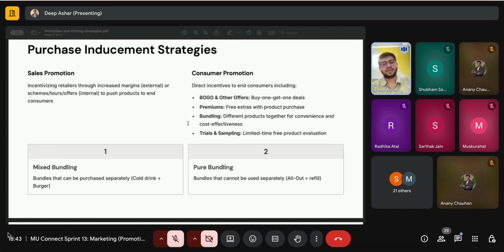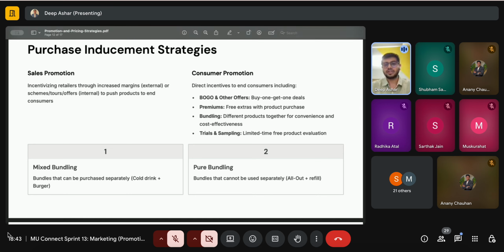So brand awareness is done. I had shown two objectives, brand awareness and purchase inducement. So now we are going to the second aspect, which is directly ensuring that with your promotion techniques, people are purchasing a product. So under purchase inducement, the first part is sales promotion.